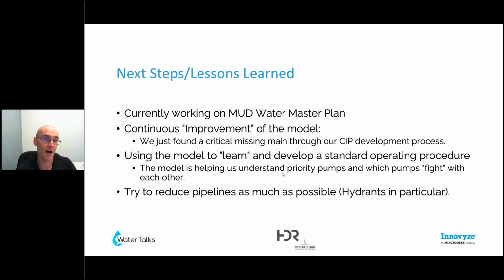Continuous improvement of the model is important. This was our first model in forever, so basically it's a first cut. We don't expect it to be perfect the first time.